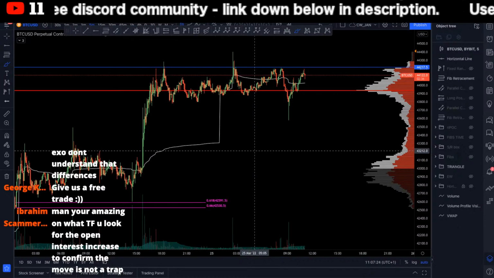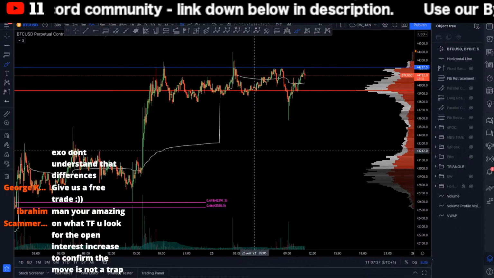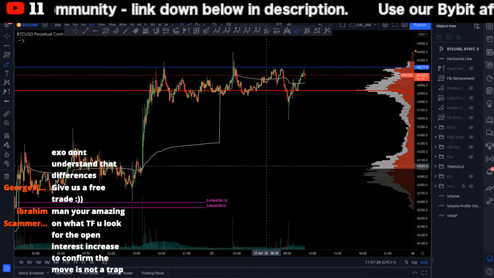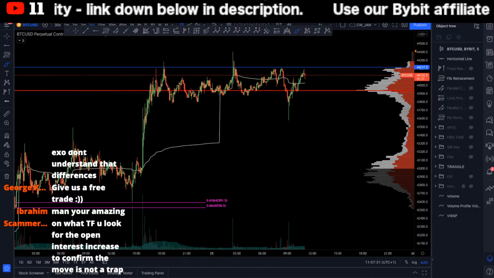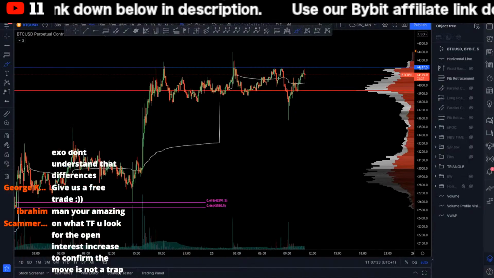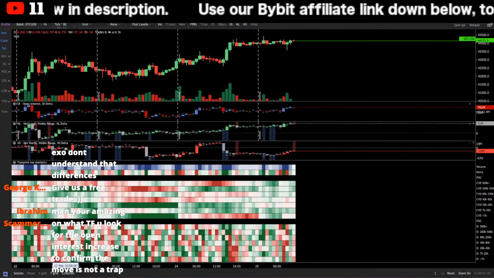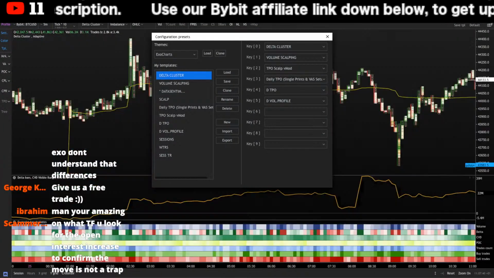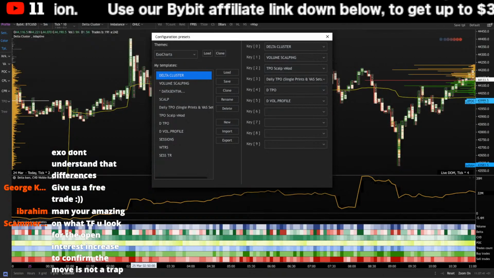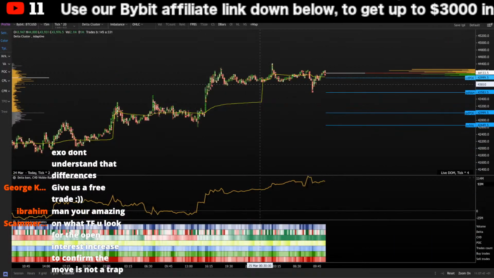On what time frame do you look for the open interest increase to confirm the move is not a trap? Obviously it depends on what move you are checking, but for example this one you can simply use like a 15-minute, or 1 hour. Doesn't really matter in my opinion here.